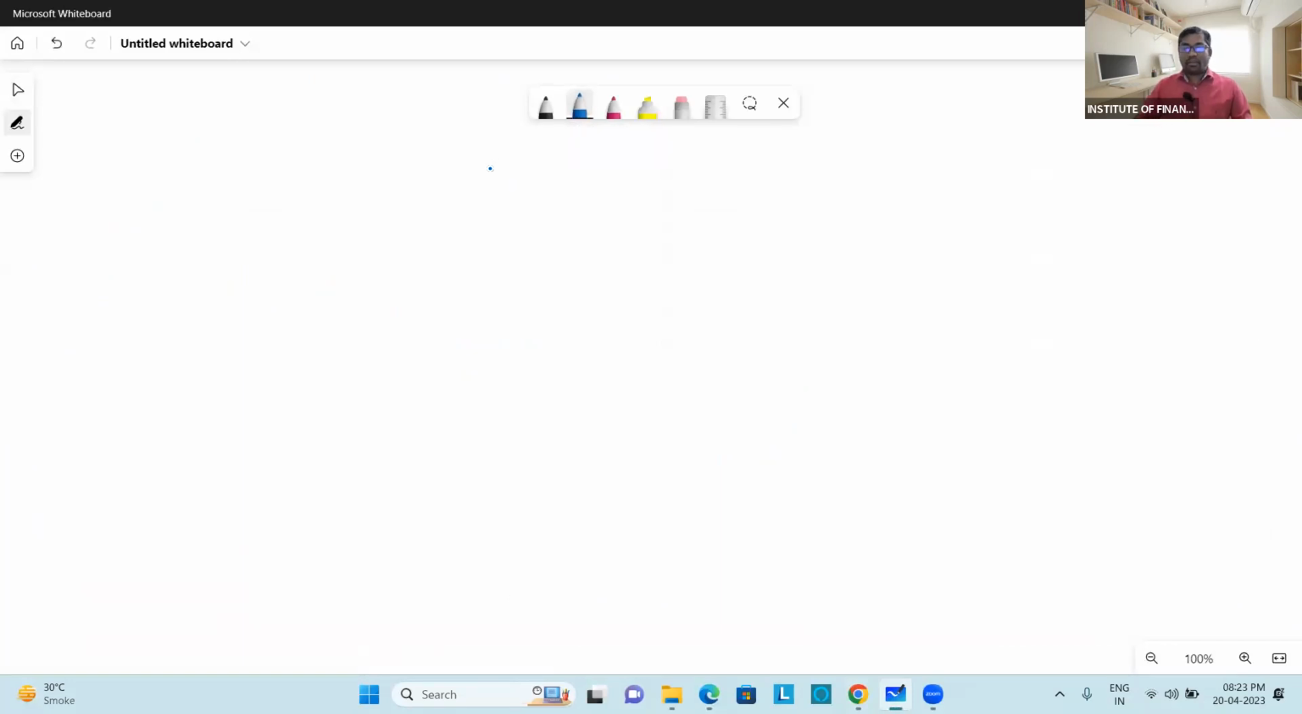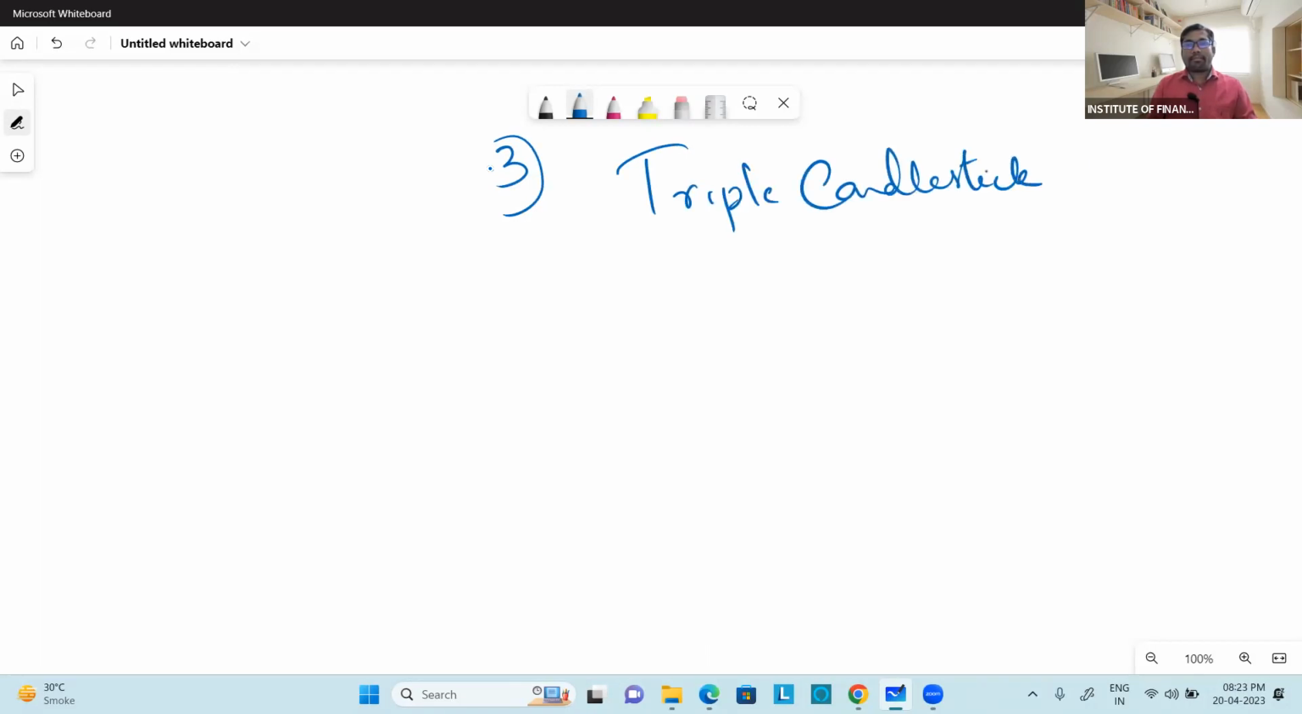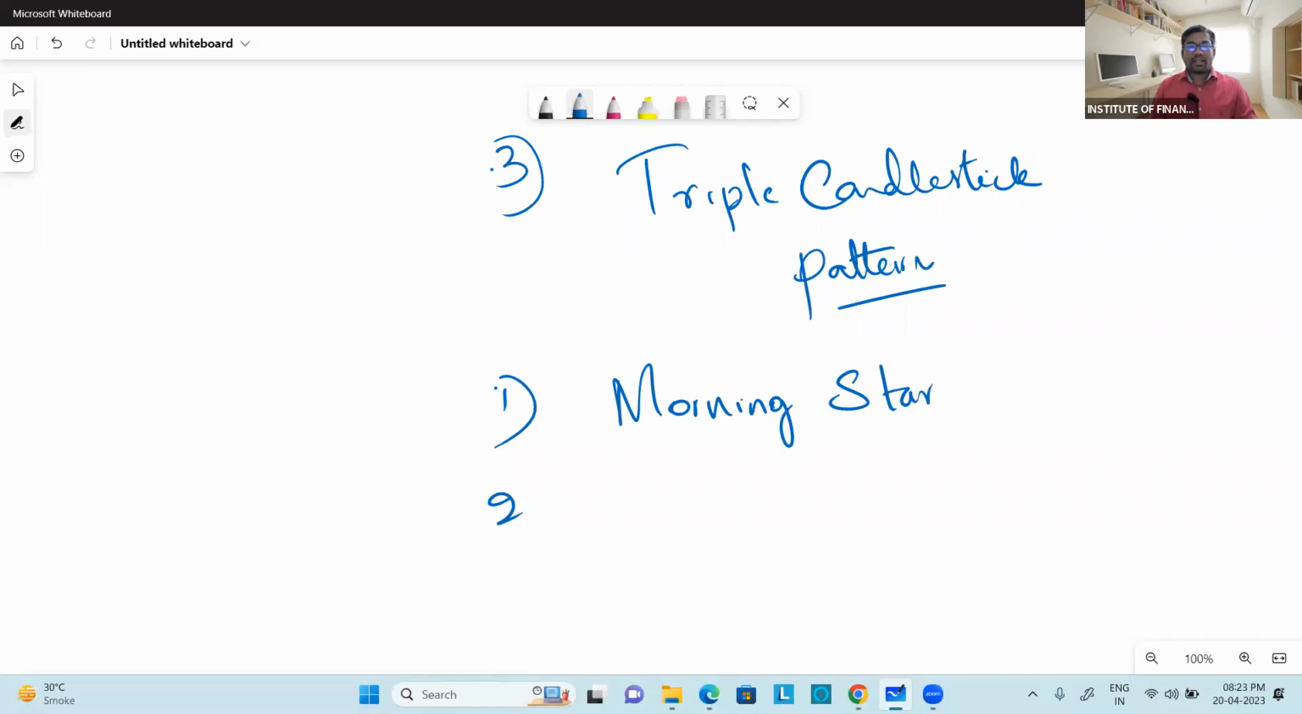So last time we were discussing double candlestick patterns, right? So let us start with the triple candlestick pattern. In the triple candlestick pattern, one is morning star, the second one is evening star.